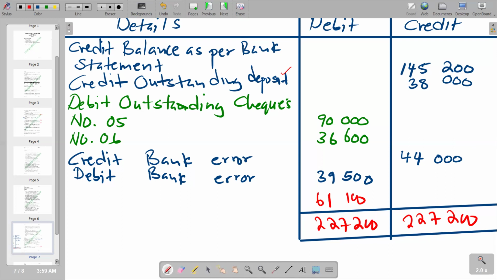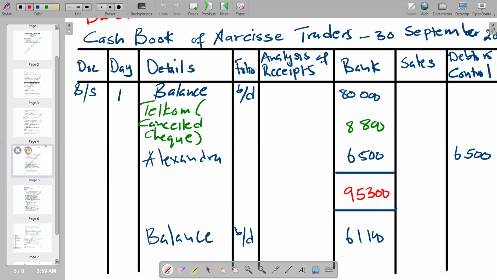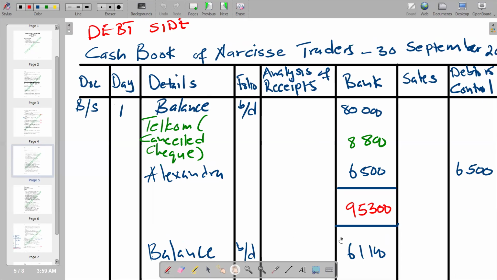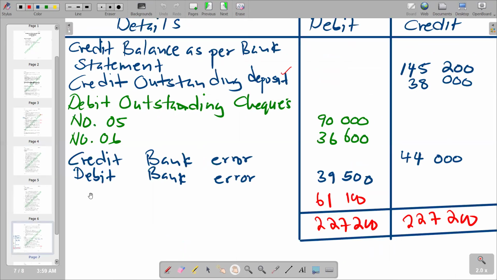As per cash book, not as per bank statement. Okay, you can take note of that. There has to be a description as per cash book. So remember, if you go to the cash book, you are going to see that we had our balance BD on the debit side. So if our balance BD is on the debit side, it means it's a debit balance in the cash book. So that's the description that we are going to give here as debit balance as per cash book.